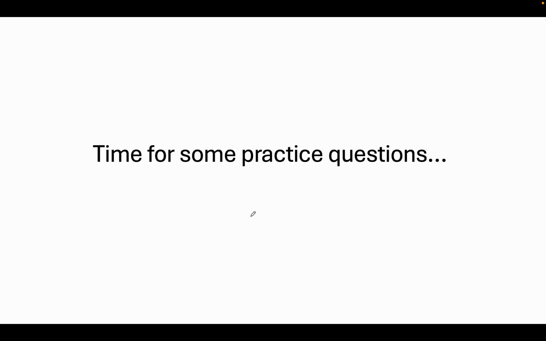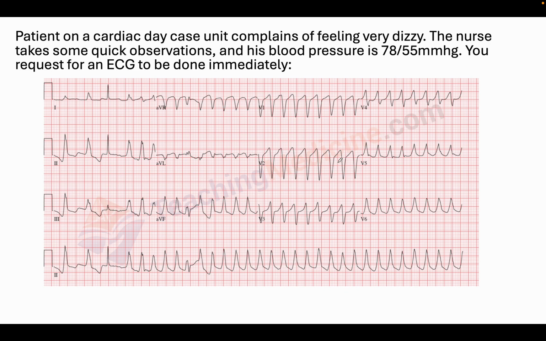So time for some practice questions. Feel free to pause the video to go through them and work them out yourself. I'll just pop the answer up. So the first question is, a patient on a cardiac day case unit complains of feeling very dizzy. The nurse takes some quick observations and his blood pressure is 78/55. You request an ECG to be done immediately. This is the ECG. This is all in the context of a patient who's very hemodynamically unstable. So the answer is coming up in 3, 2, 1, 0.